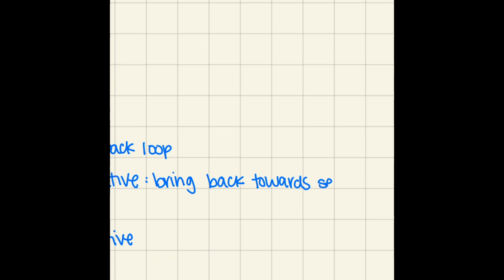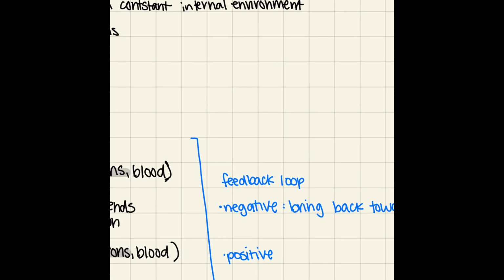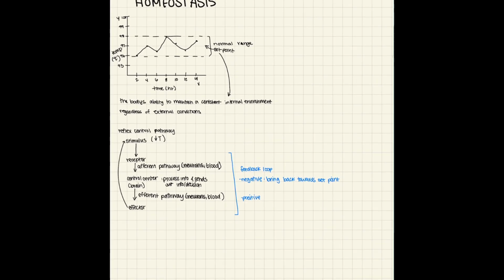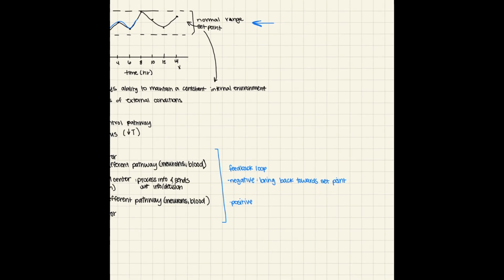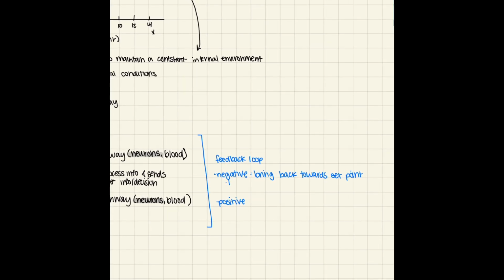An example of a negative feedback loop is the temperature regulation, like this up here. This is negative feedback. See how it's bringing it towards set point up here? So temperature regulation is an example. Another regulation example could be pH regulation or blood glucose regulation. Positive feedback, on the other hand, takes things away from set point.